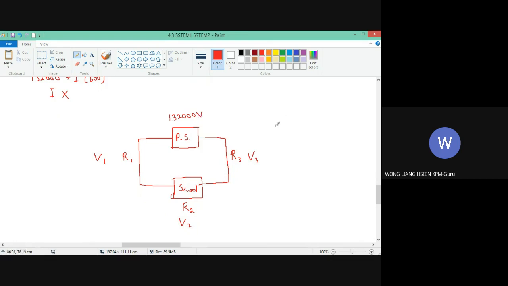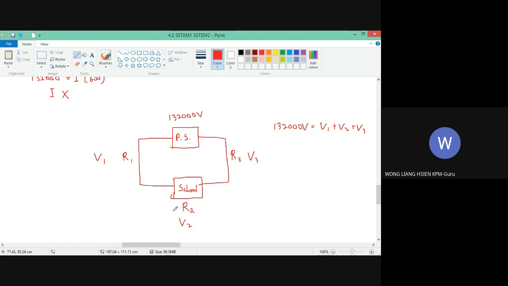Understand? That means this 132,000 volt is equal to V1 plus V2 plus V3. So that means the voltage of the cable is not equal to 132,000 volt. You see or not? Okay, I repeat, the voltage of the cable is not 132,000 volt. The spool also does not get 132,000 volt.